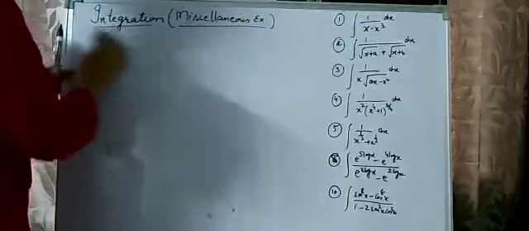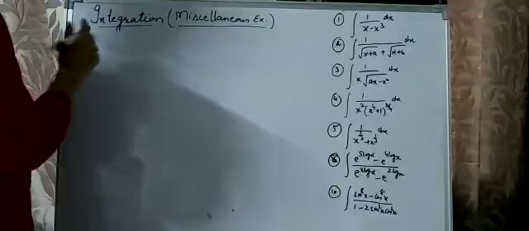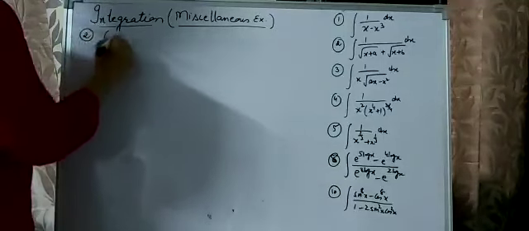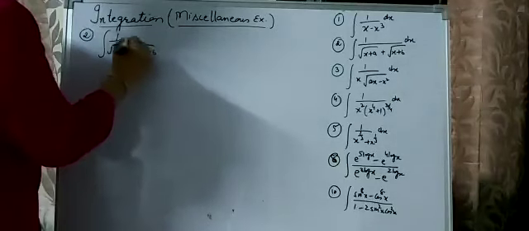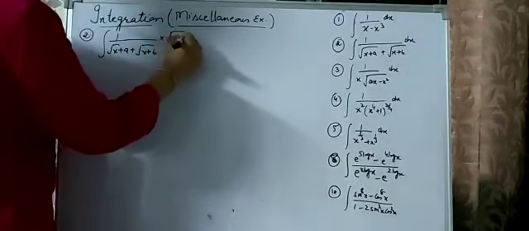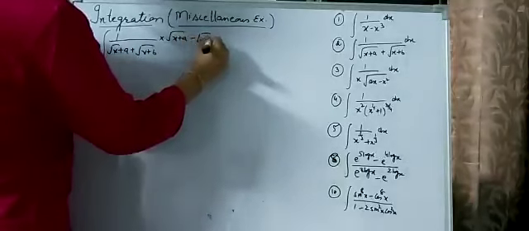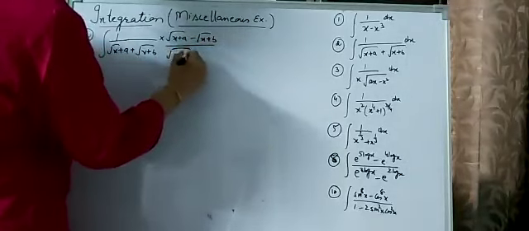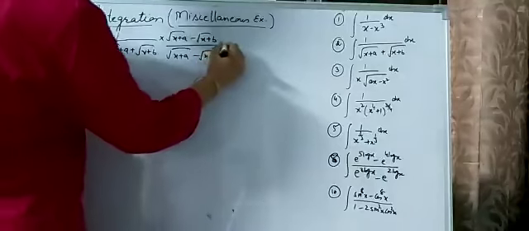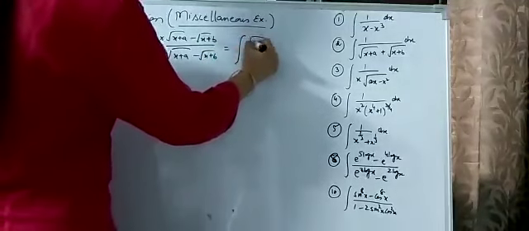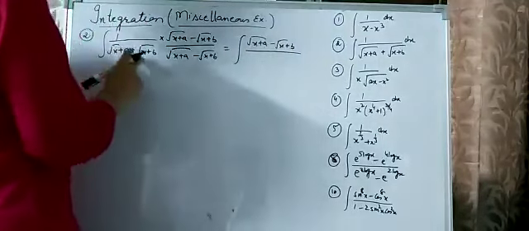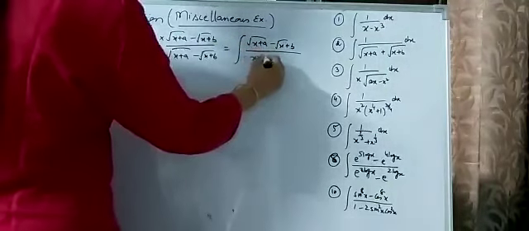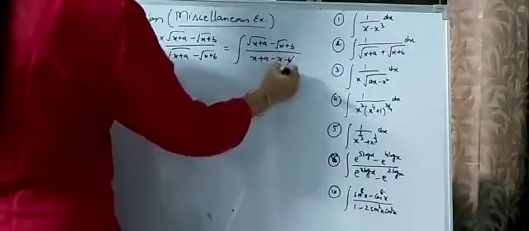Now look at here, its second question. This is the question of root, and in the divide root we have no formula, so we do the rationalization here. We do the rationalization of this function. See, after rationalization, you will get root x plus a minus root x plus b upon a plus b, a minus b. So this is x plus a minus x minus b.